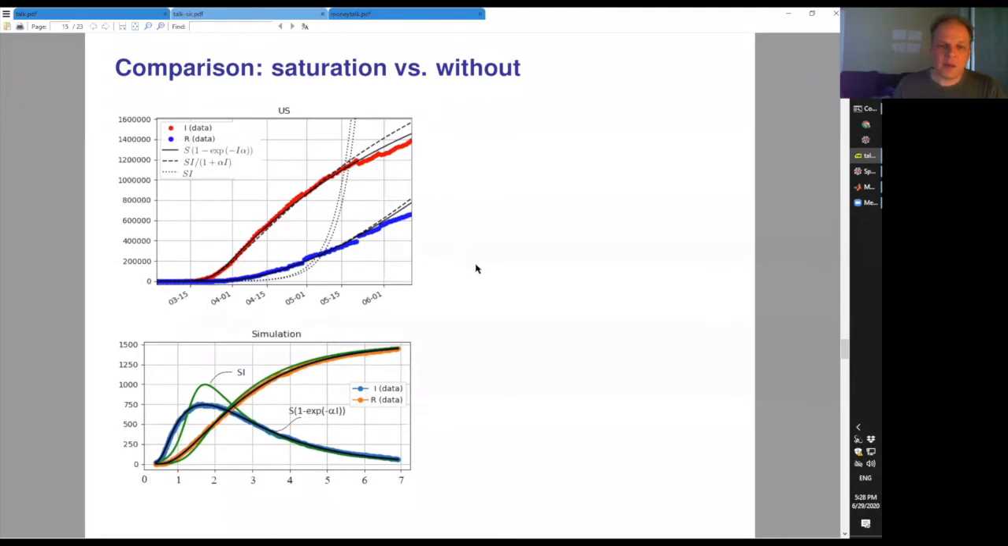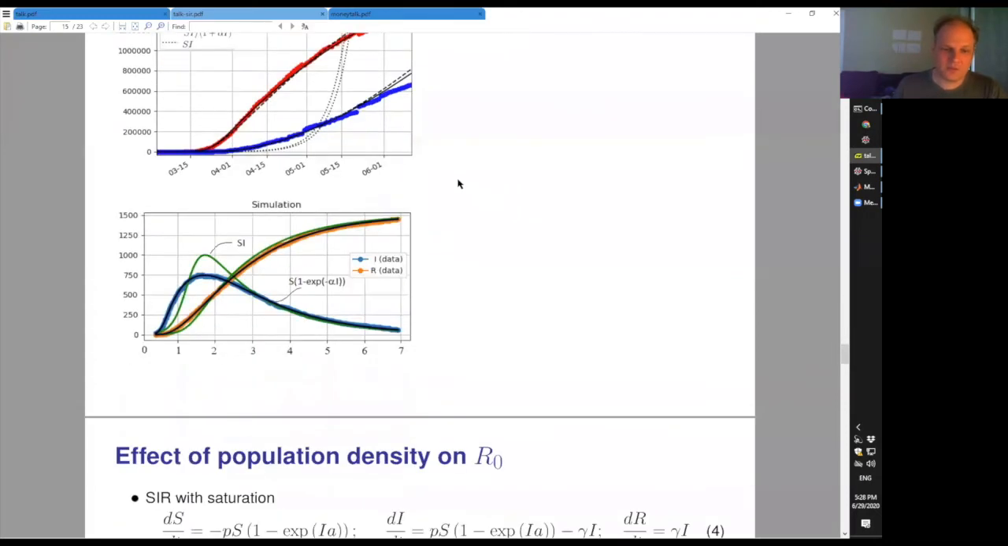Okay, and here's the graph for the simulation. For the simulation, the same thing. Using just the actual parameters of the simulation itself, the black curve matches really well with the stochastic simulation. But if I try to fit S times I to this, it cannot fit at all. So for the simulation, it's clear that the saturation actually is essential there.